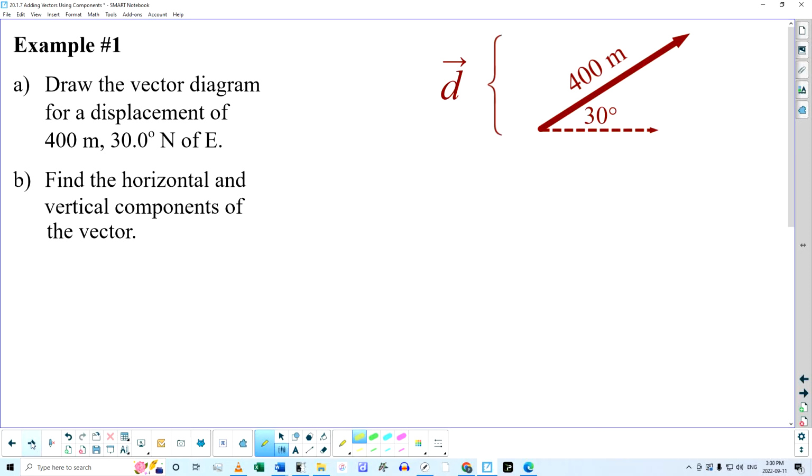Now it asks us to find the horizontal and vertical components of that vector. What does that mean? Well, this is the horizontal component, and this is the vertical component. We're going to call those x and y. And essentially, when you look at those two gray vectors, when we add those two vectors together tip to tail, we get that 400 meters at 30 degrees north of east. Which means that 400 meters 30 degrees north of east can be thought of instead as a certain number of meters east and a certain number of meters north. And the amount east and the amount north are what we call the horizontal and vertical components.